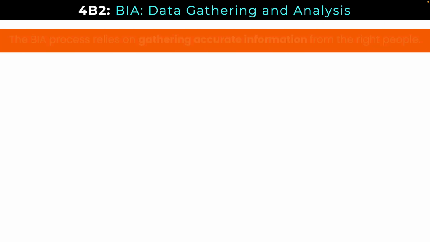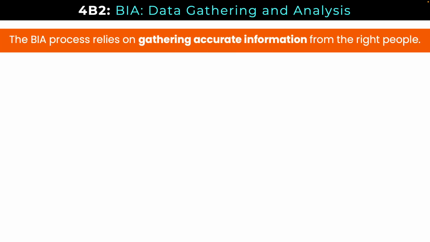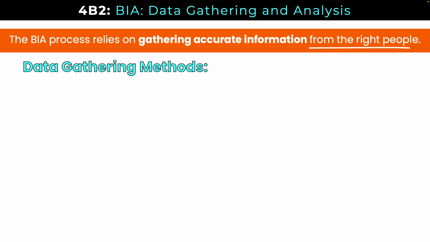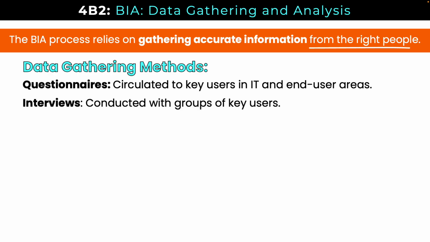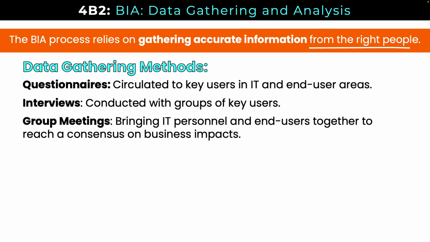So the conversation here really begins with the business impact analysis, a process that relies on gathering accurate information from the right people. There are several ways of gathering information. We can circulate questionnaires to key users in IT and end user areas. So end user means a business user in this conversation. We can conduct interviews with groups of key users. We can go talk to a business unit to discuss their critical services. We can have group meetings where we bring IT personnel and our business users together to reach a consensus on business impact, so we all understand which services and systems are critical and we understand those interdependencies.